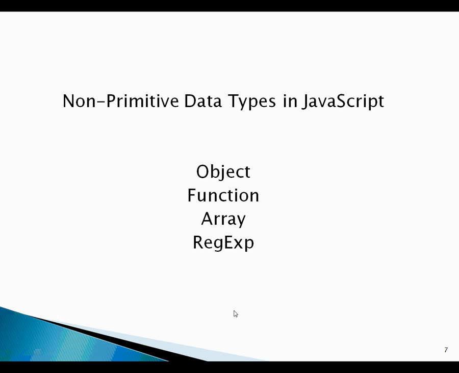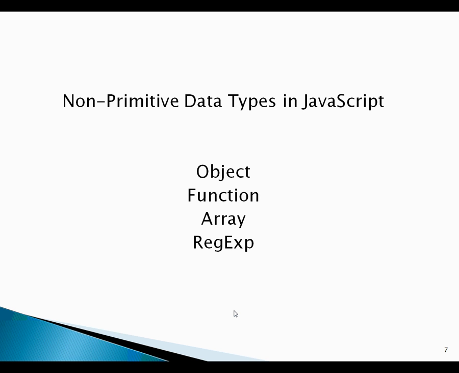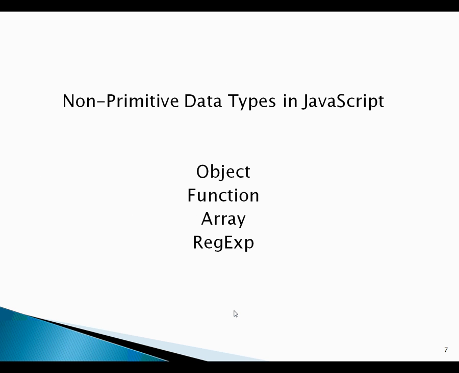We can classify data types available in JavaScript into primitive and non-primitive data types. Primitive data types: undefined, null, boolean, string, number. Non-primitive data types: object, function, array, regular expression. All these form the non-primitive data types in JavaScript.